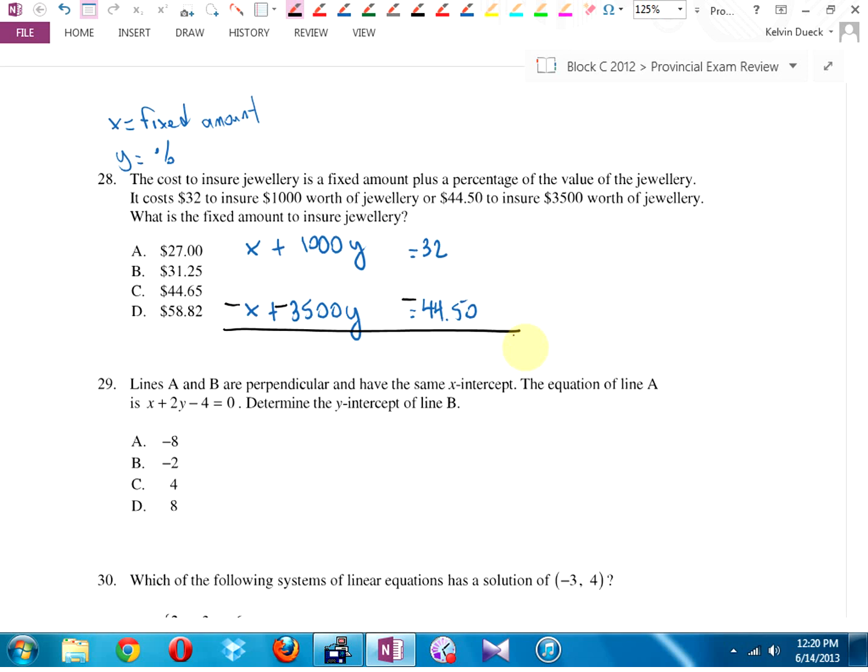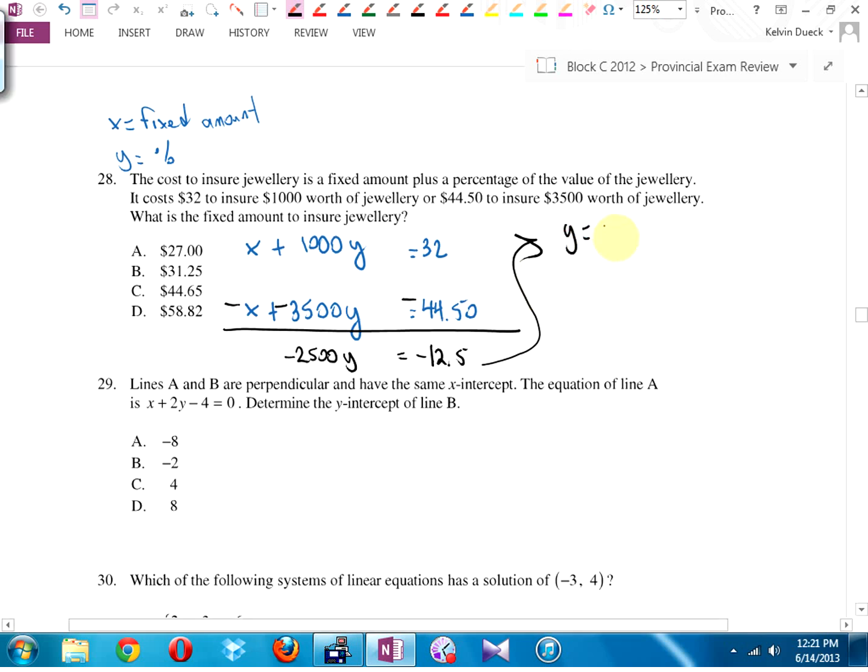And substitution is totally fine, but the fact that I could eliminate basically by not doing any new work is cool, because now when I add, what happens to the x's? They cancel. And then I have 1,000 plus negative 3,500, that's negative 2,500y equals what? Negative 12.5. Now how do I get the y by itself? Divide by negative 2,500. It's going to be a decimal, which makes sense, because we change percentages to decimals. I am expecting a decimal answer.